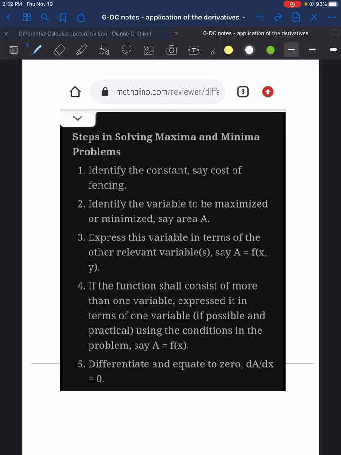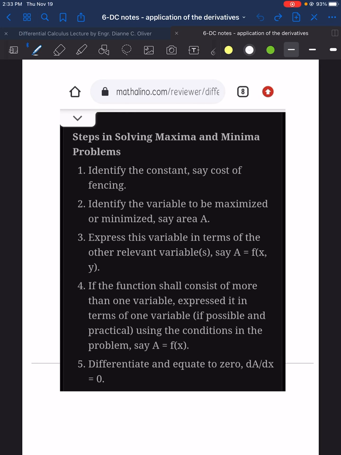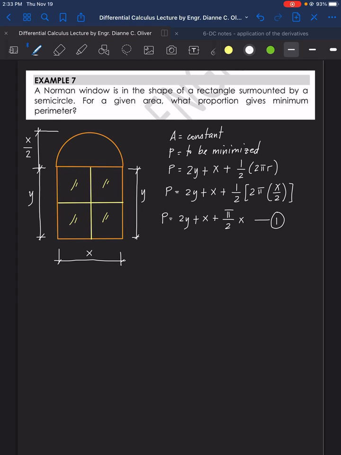Now since we have two variables here, x and y, if the function shall consist of more than one variable, then we will be looking for another equation. So what equation can we use based from this figure that contains also the x and y variable? We can use the area. So area is equal to the length times width plus 1/2 of the area of the circle.